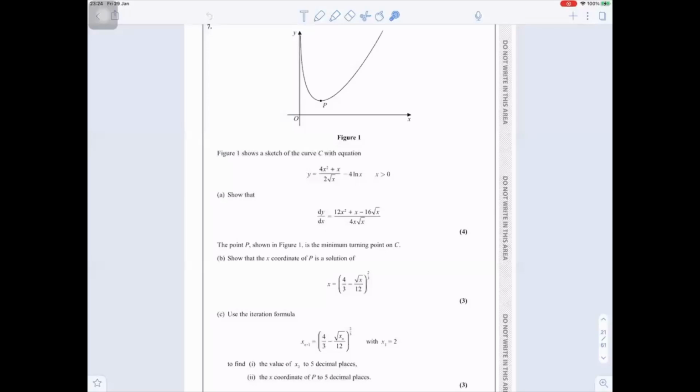The point P shown in figure 1 is the minimum turning point on C. Show that the x-coordinate of P is a solution of x equals 4 over 3 minus root x over 12, all to the power 2 over 3.